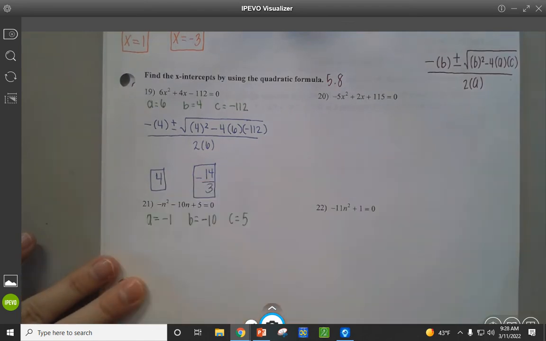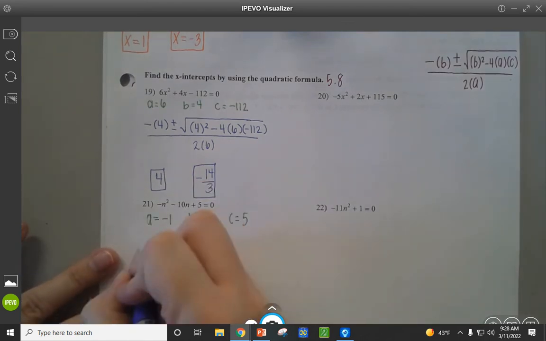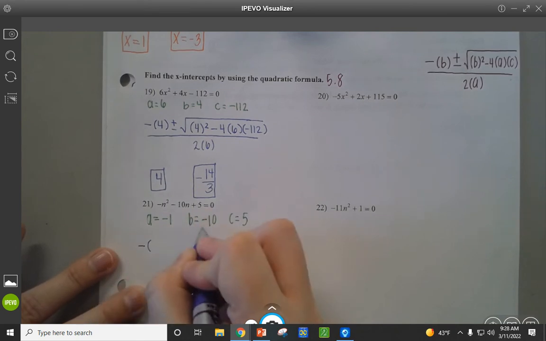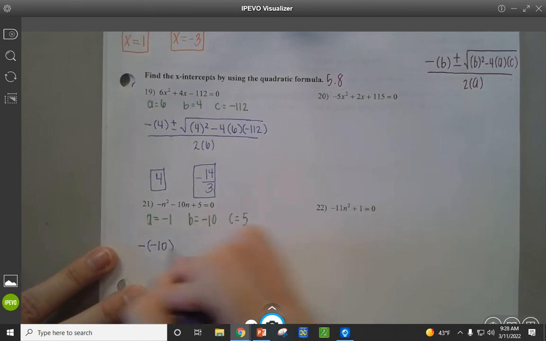Wait, so if there's two negatives, you still put them in there? Put the negative outside and then your negative inside. So it's negative, and then in parentheses is your B, which is also negative.